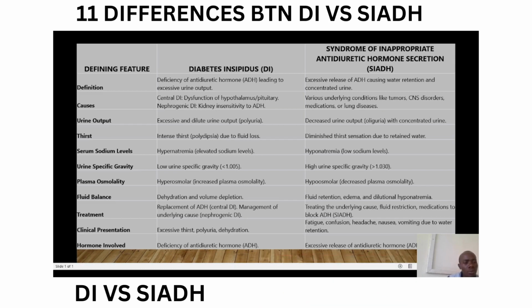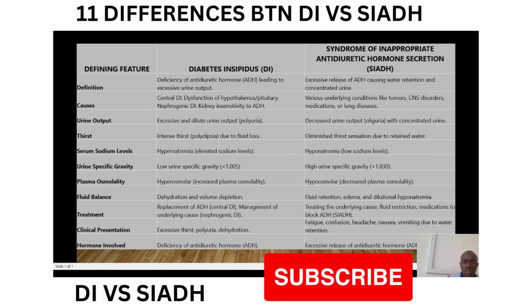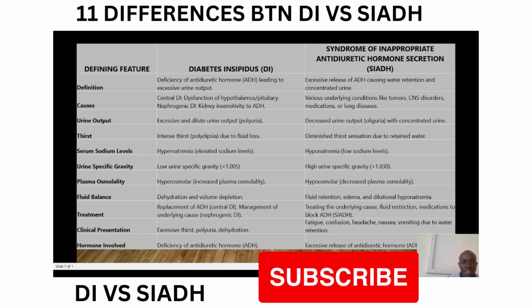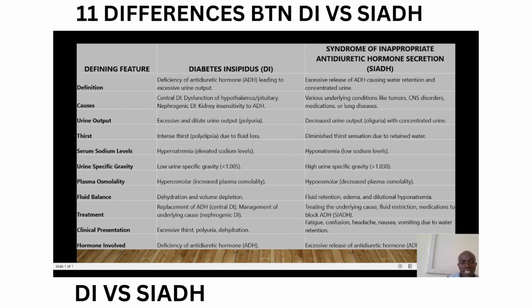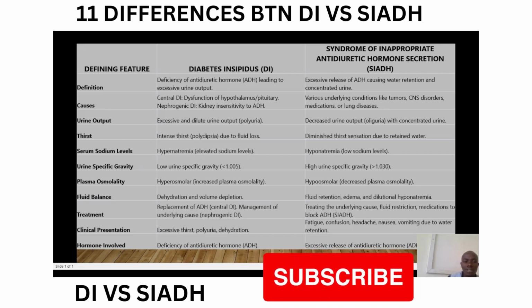Let's look at thirst and fluid intake. What is the difference between the two conditions? In diabetes insipidus, we have intense thirst, polydipsia, due to fluid loss. Somebody who has lost fluid is going to be thirsty. What about SIADH? Have you lost water? No. So we have decreased thirst due to water retention. You still have more water.